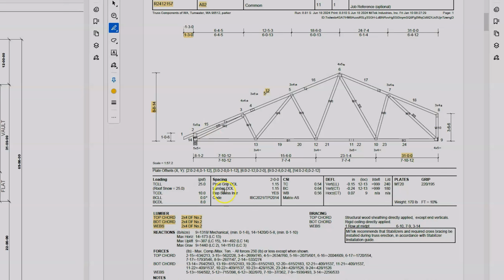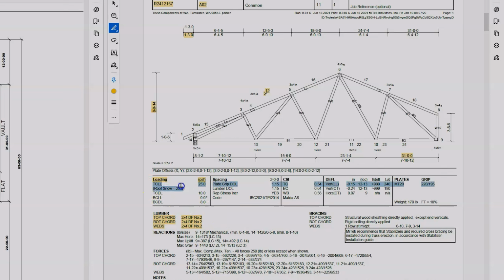Additionally, we have a bunch of loading information. So we start up here in this note. It shows our loading and it's in pounds per square foot. These are uniform loads that are on the truss.